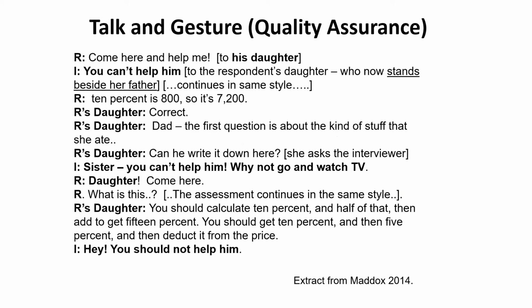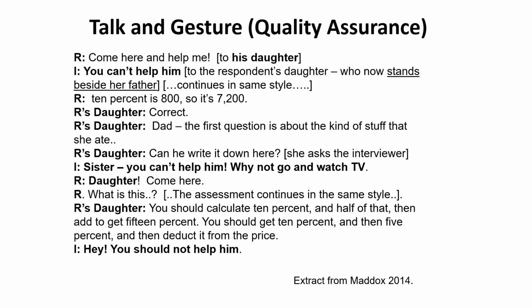And here's a brief transcript from a recording that took place in Mongolia. What you can see here is a respondent and interviewer, and also the respondent's daughter who was present, and in fact the respondent's wife was also present in the same situation. This is picking up an interaction between the respondent and interviewer, where the respondent was trying to involve family members in helping him to complete the test item, and the interviewer was trying to prevent it.